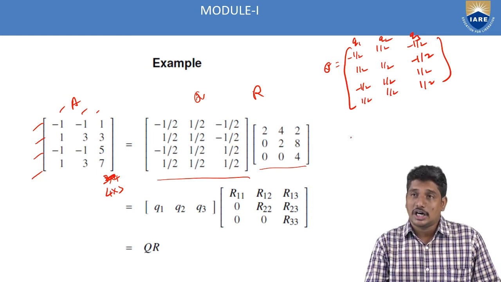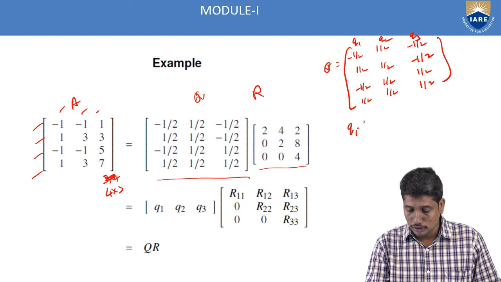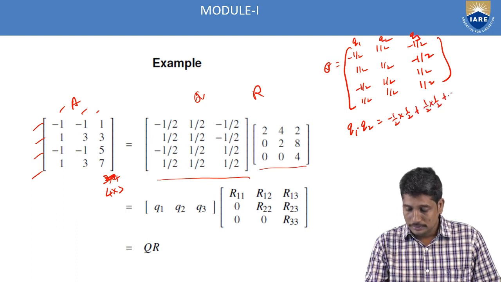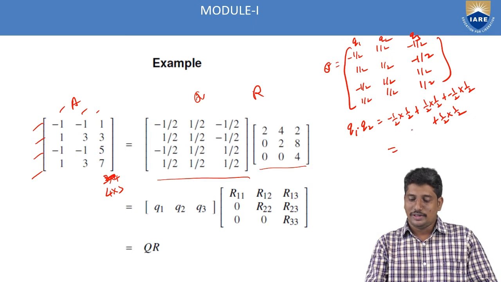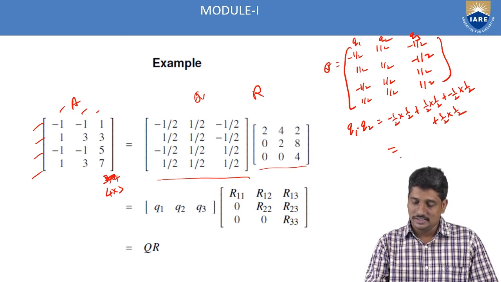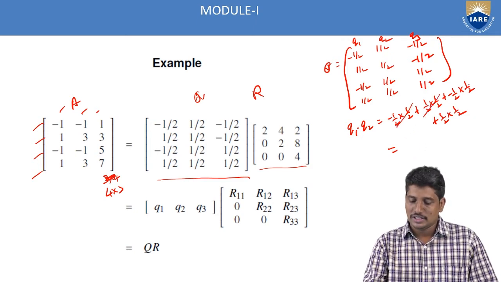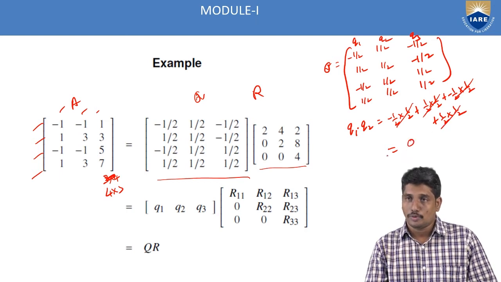Now let us find the dot product of Q1 and Q2. Q1 dot Q2 means minus 1 by 2 into 1 by 2 plus 1 by 2 into 1 by 2 plus minus 1 by 2 into 1 by 2 plus 1 by 2 into 1 by 2. What happens? It becomes minus 1 by 4 plus 1 by 4, cancelled, and becomes 0. So the dot product is 0.